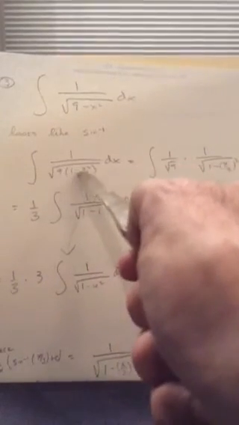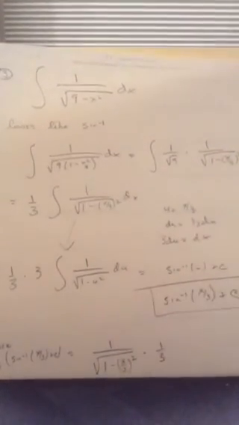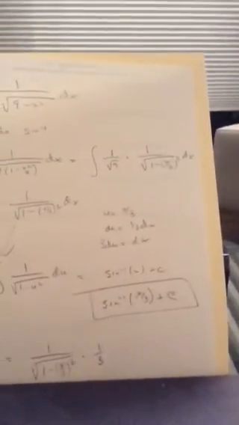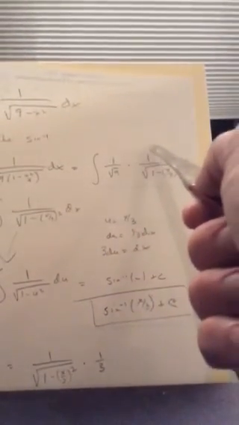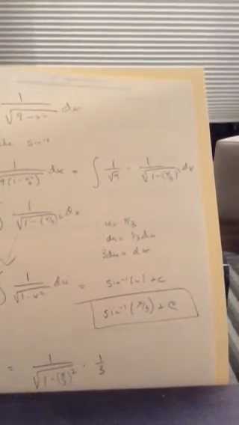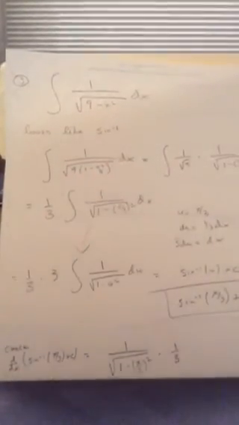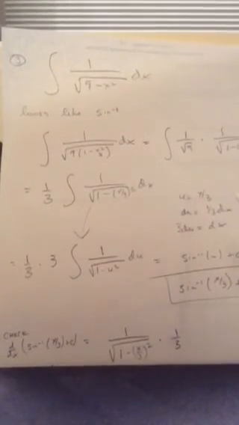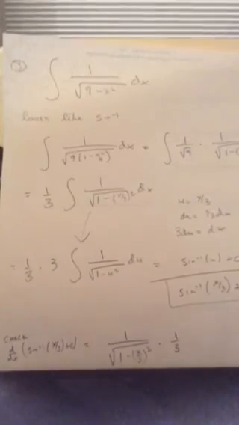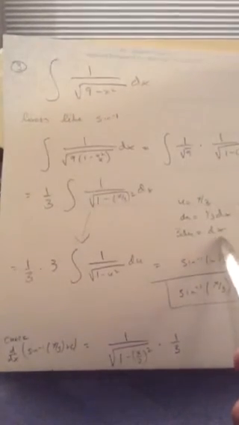So I have 1 minus x squared over 9, which I rewrite as 1 over root 9 times 1 over root 1 minus x over 3 squared. Pull that annoying 1 over root 9, which is 1/3, out. And now I have something that I can integrate using u substitution again. u equals x over 3, and I end up with 3 du equals dx.